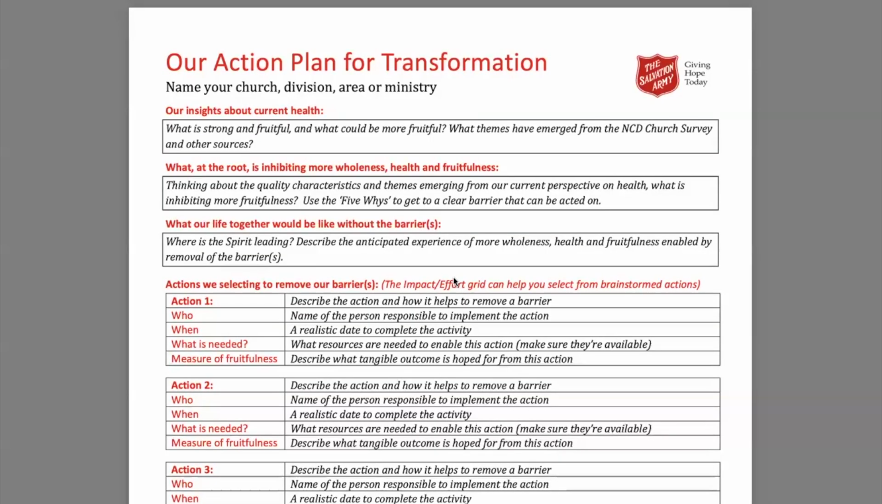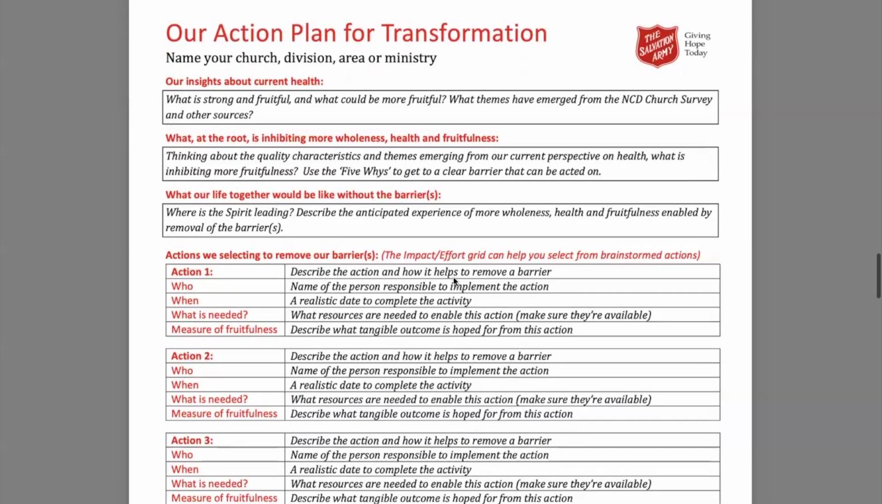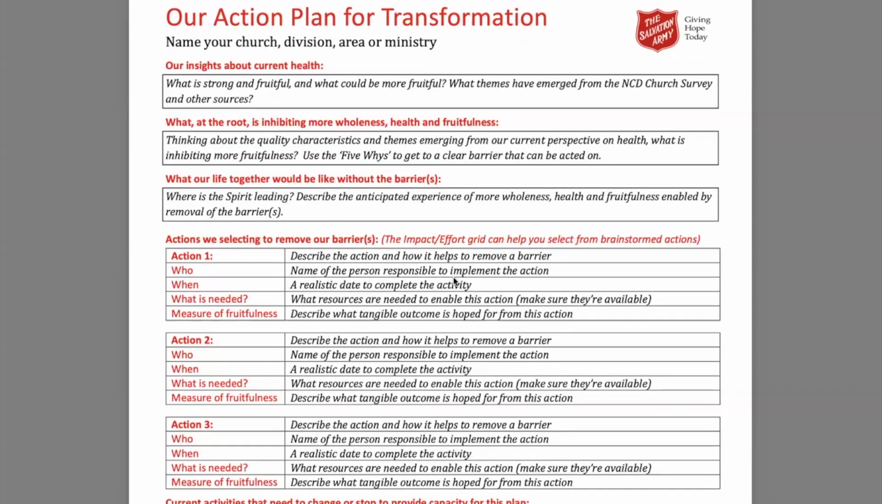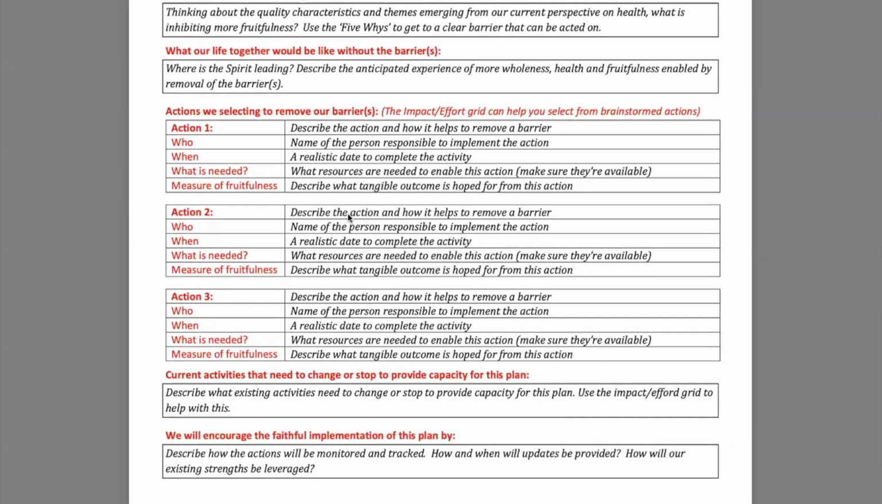This example template of an action plan walks through all the key things that are important to developing fruitful outcomes. There's a space to identify the key insights about current health. What is inhibiting more wholeness, health, and fruitfulness? In other words, the barriers that we want to remove. A place to describe what life together would be like if those barriers were eliminated, and a spot to identify a few actions. We recommend a few simple and sustainable actions.